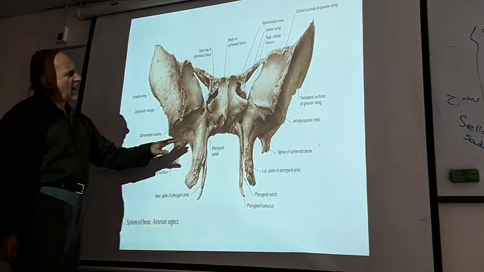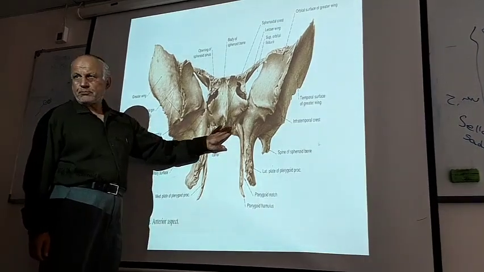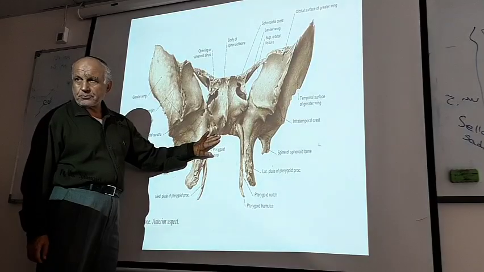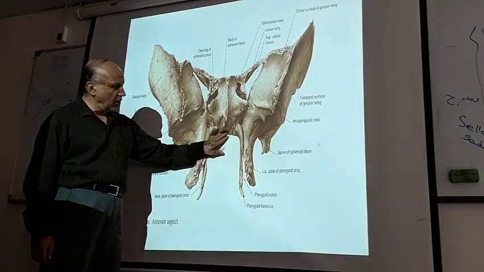But here we have the inferior surface. Here it articulates with the vomer. The ala of the vomer articulates here.